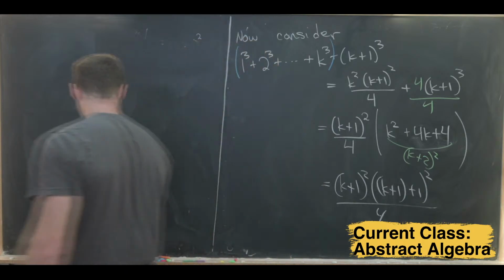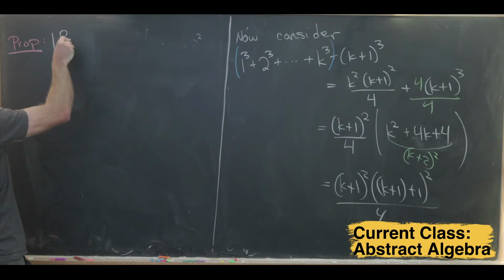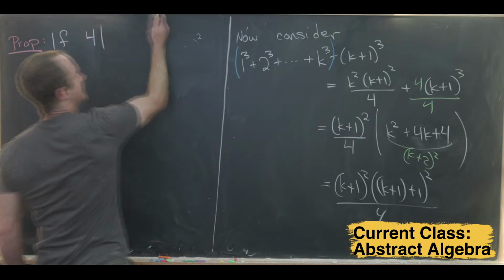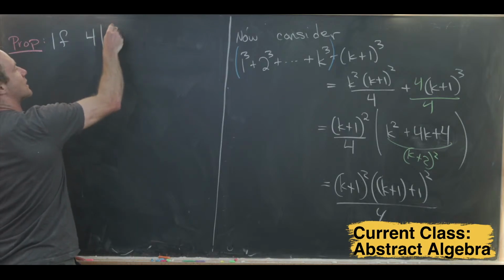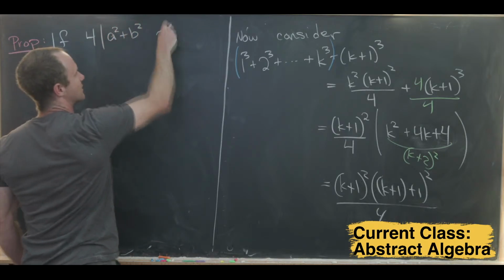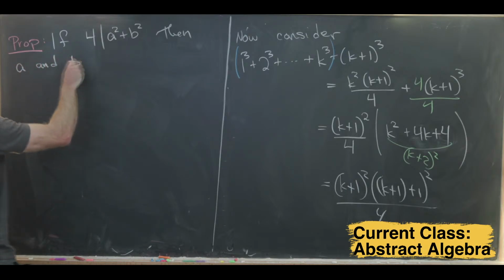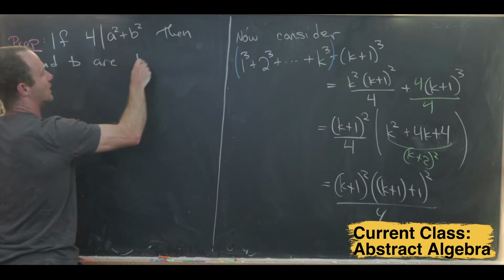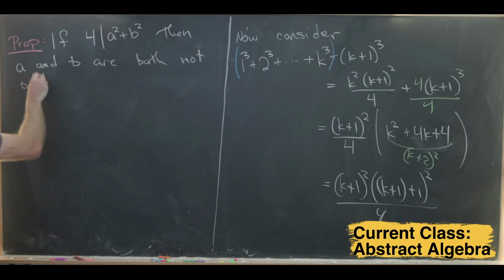Okay, so maybe let's call this proposition so we sound fancy. So let's prove that if 4 divides a squared plus b squared, then a and b are both not odd.